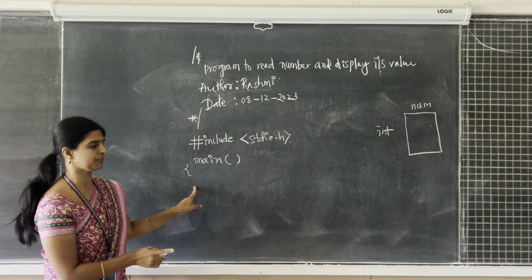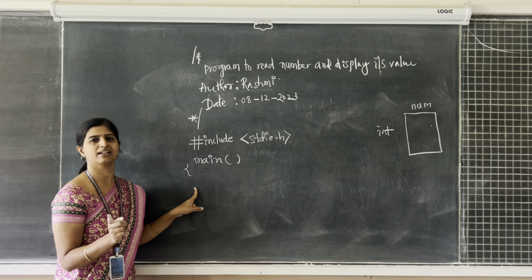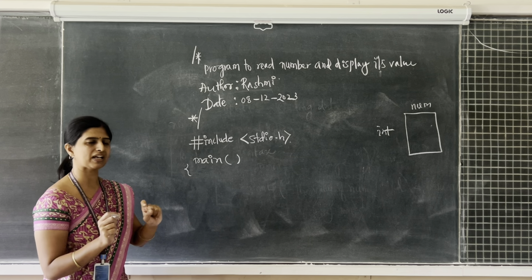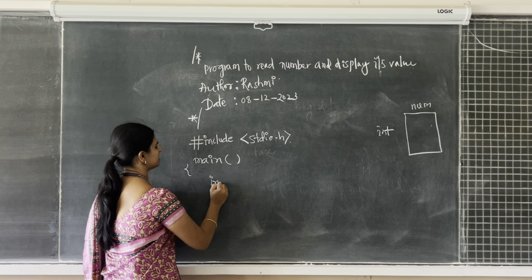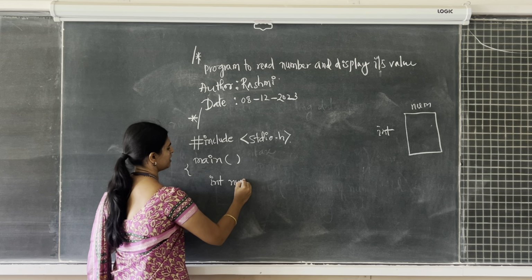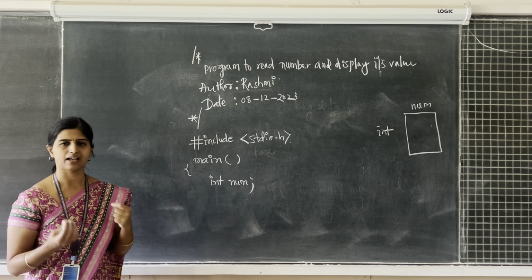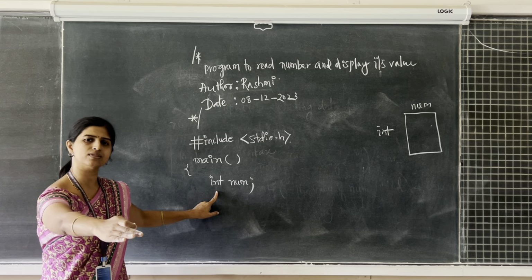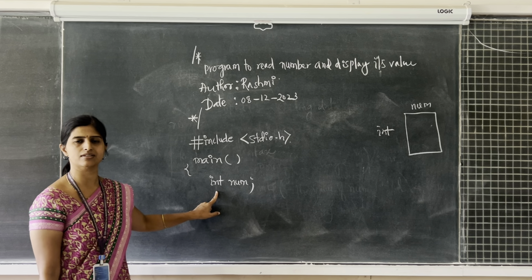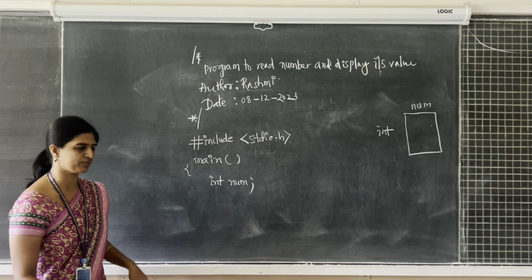The first statement within your main should always be the declaration of the variables. Now I require only one variable, that is num of type integer, int num. This is the way that I will be declaring the variable. After this, I need to give a hint to the user saying to enter the value of the number.